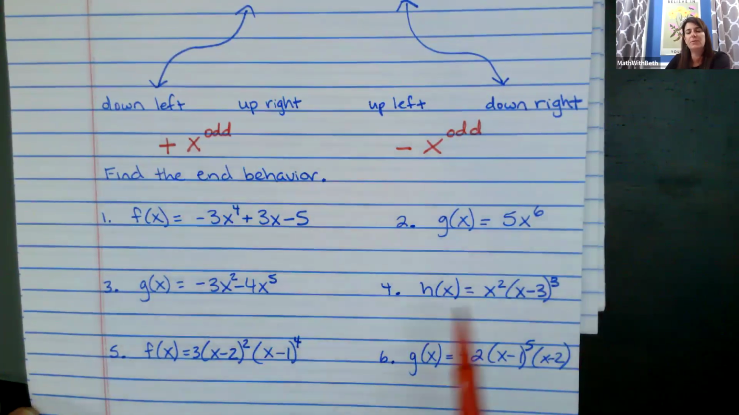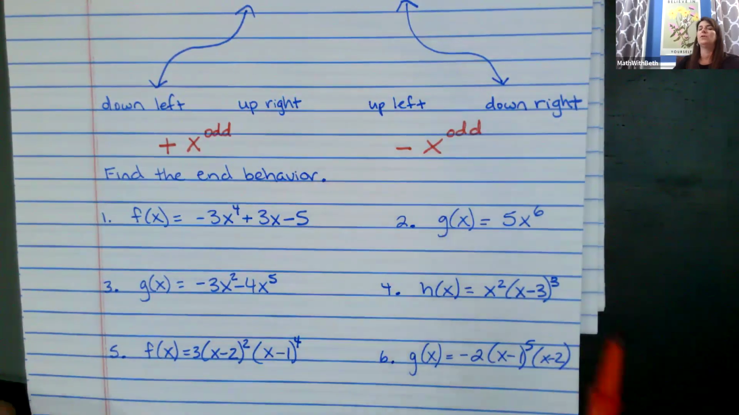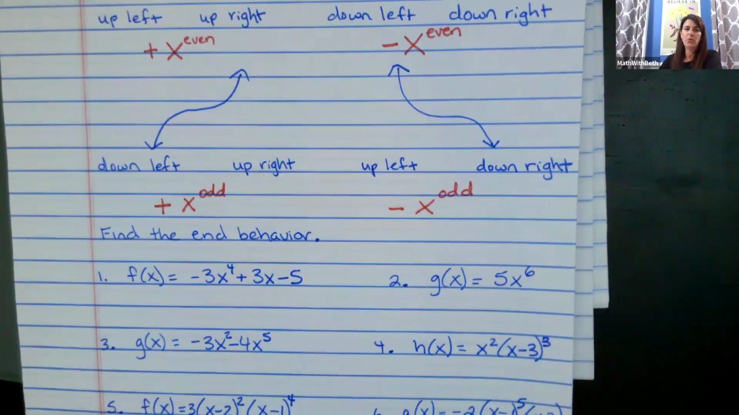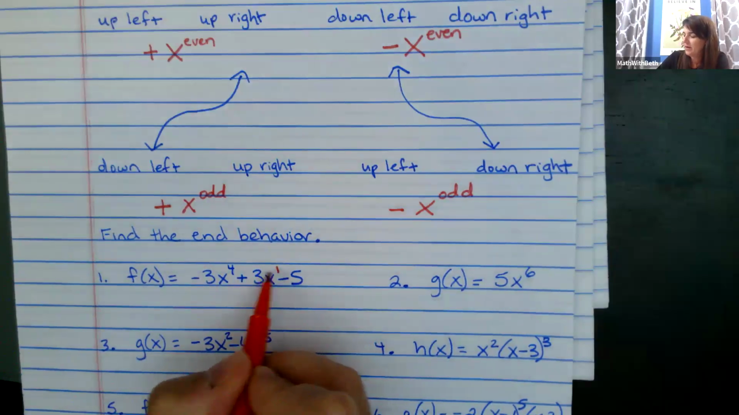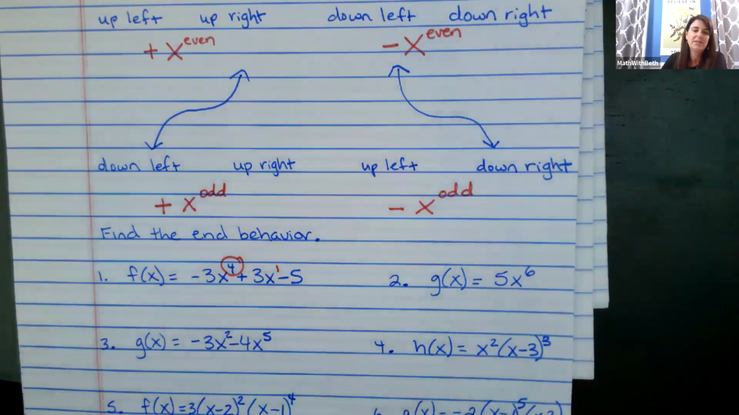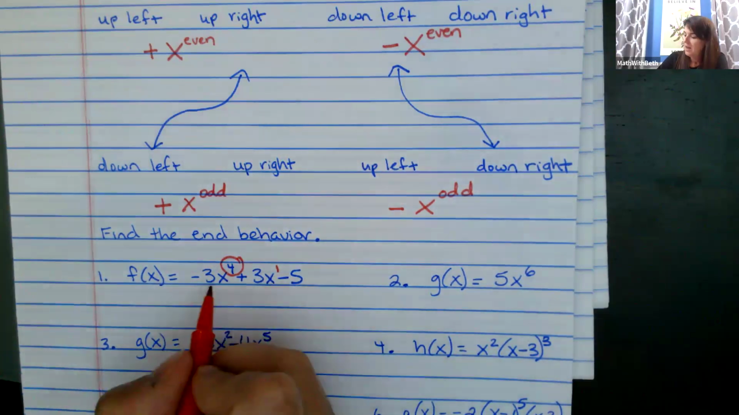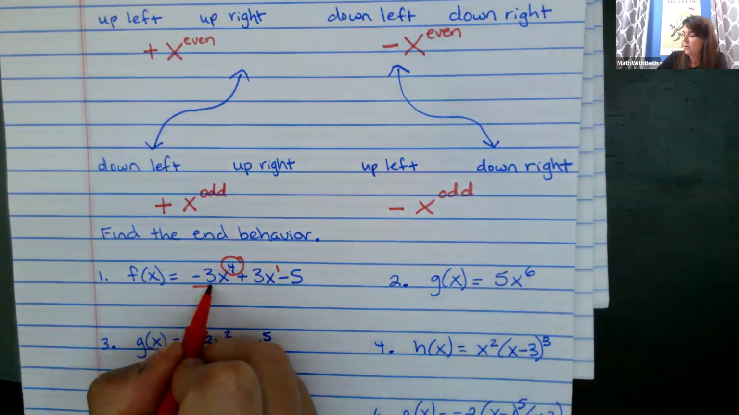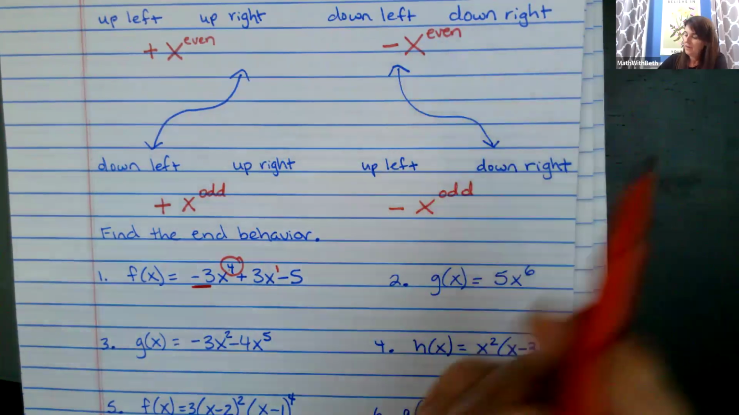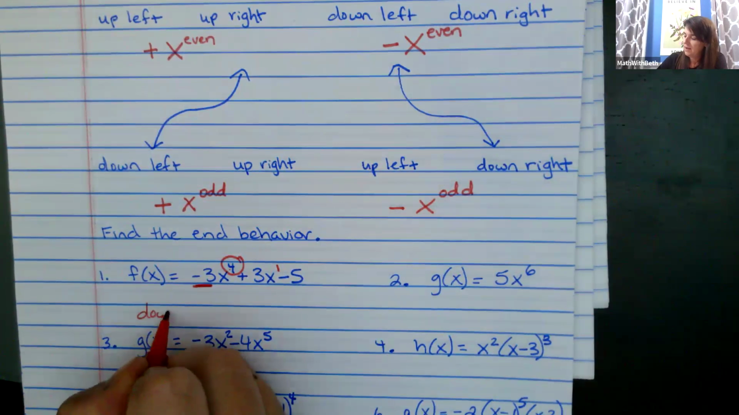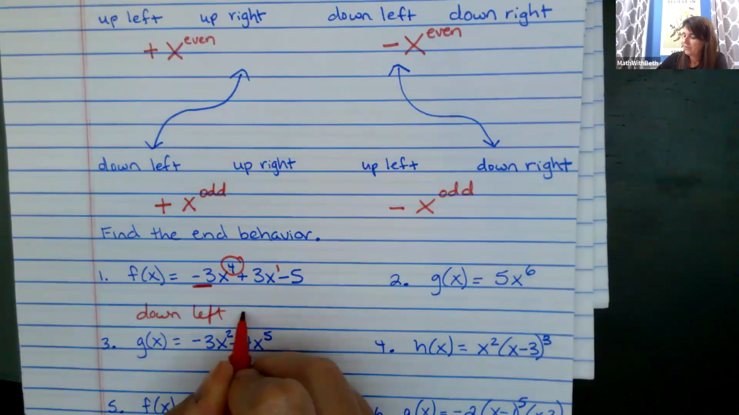So I'm going to do these to show you some of the things that still trick people, even if they know those rules. For number one, I'm looking for the highest power. Here's a 1, here's a 4. So here's my highest power. It's even. And then what is in front of that highest power? A negative number. So since it is negative and even, it's going to go down to the left and down to the right.